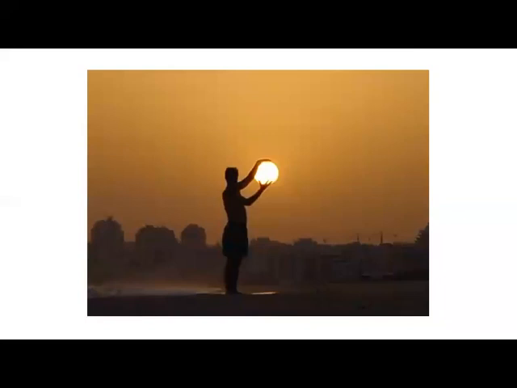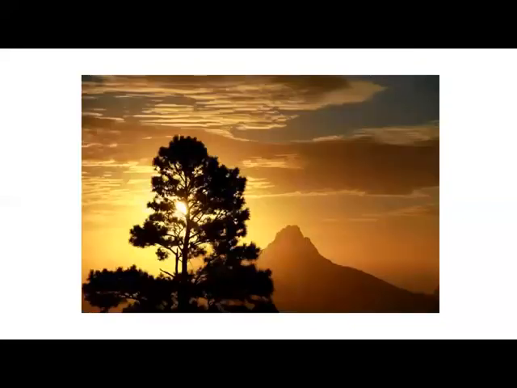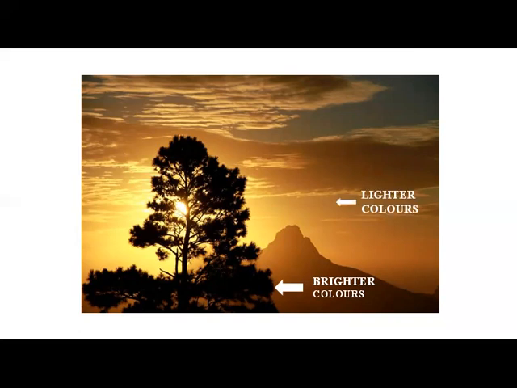Compare the color of the person with that of the background. It is noted that objects in the foreground have brighter colors and elements in the background, which are far away, have lighter colors. This color fading effect is known as atmospheric perspective.